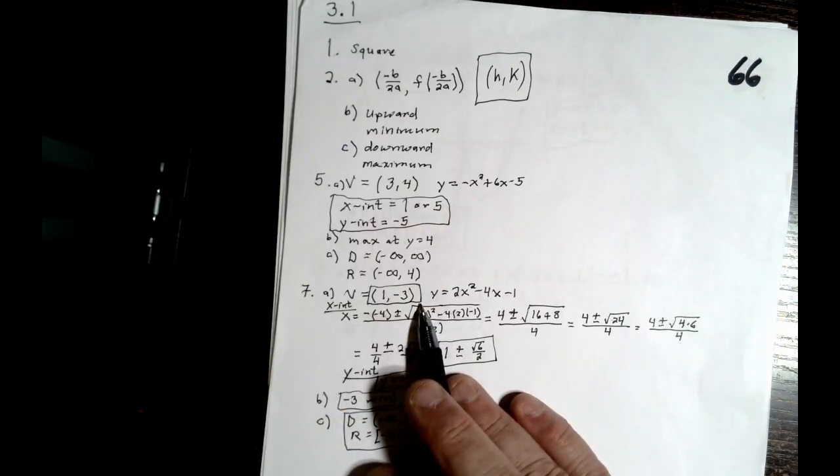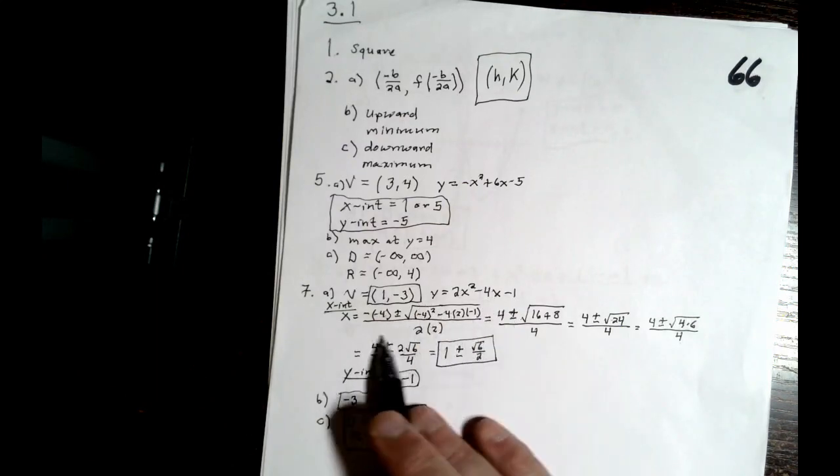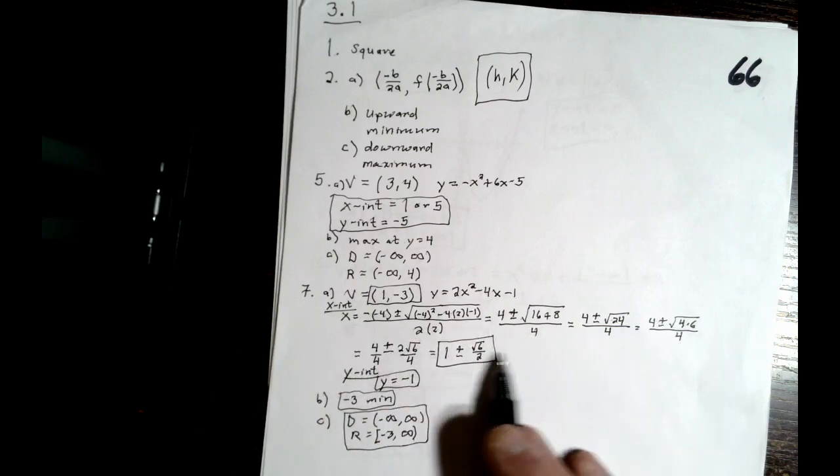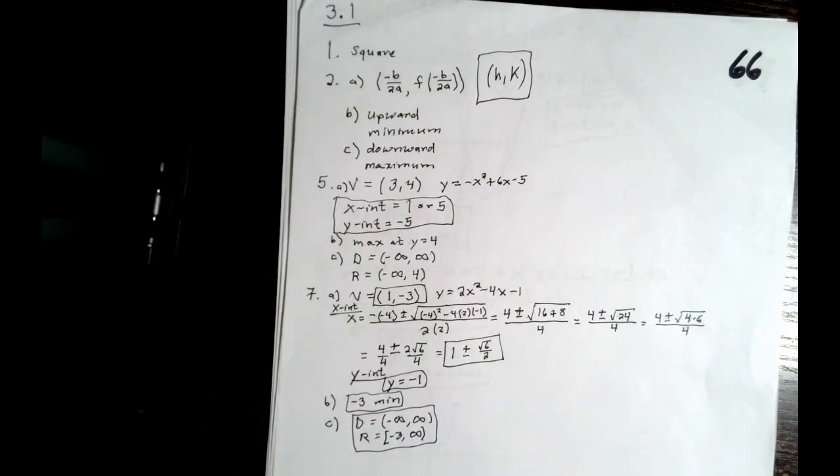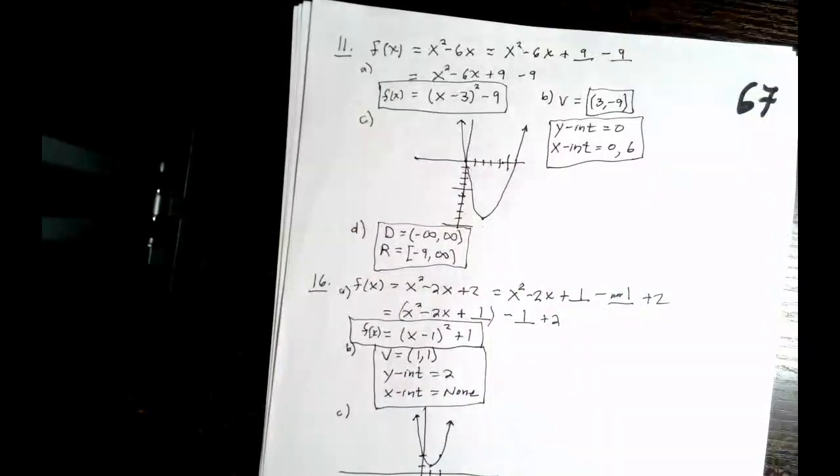You can see the vertex is (1, negative 3). And to find the x-intercept, I factored it, and it got down to here. There's 2 x-intercepts, and there's 1 y-intercept. And then it's got a minimum at negative 3. The y value is always your minimum or maximum. And again, there's your domain and range.